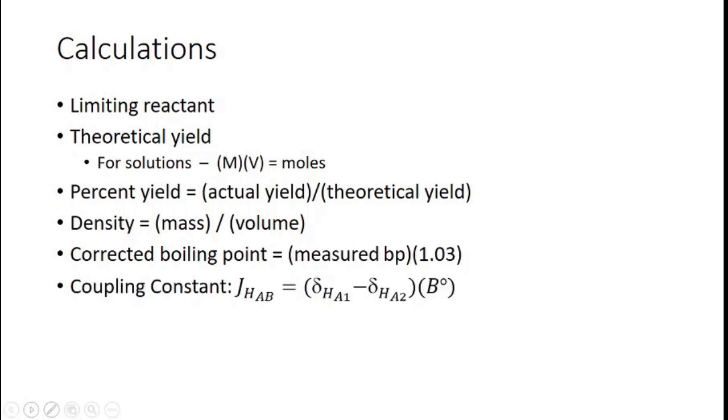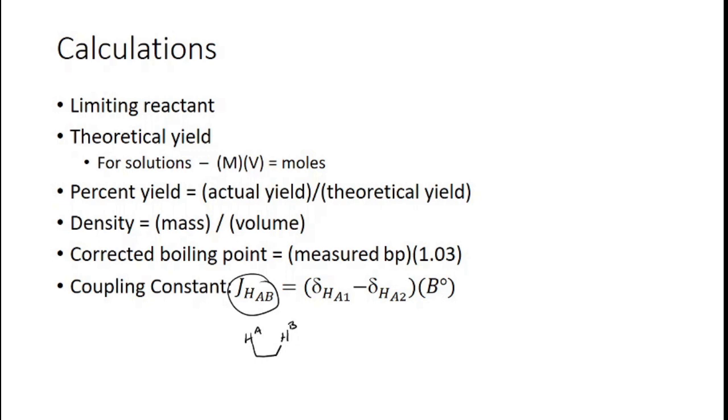Another technique or calculation that you did was coupling constant, JHAB. This is the coupling constant between hydrogen A and hydrogen B. So these would be two hydrogens on adjacent carbons, and we are measuring the coupling constant between those two hydrogens. And that's what the J stands for.